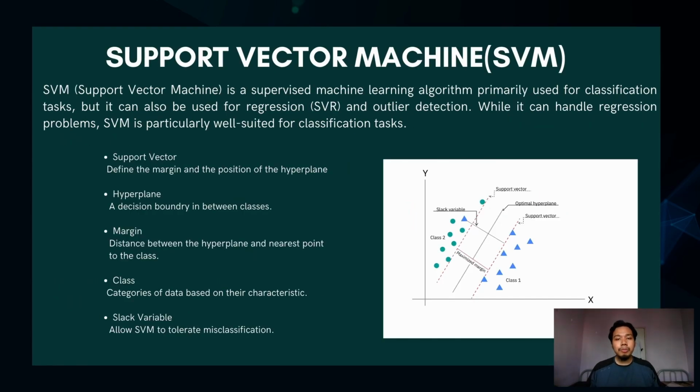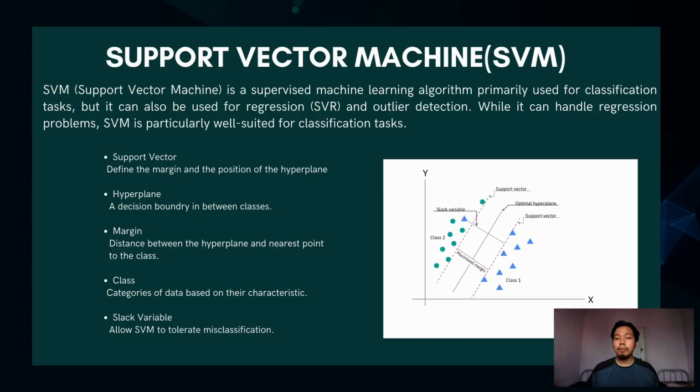SVM is a supervised machine learning algorithm primarily used for classification tasks, but it can also be used for regression, SVR, and outlier detection. While it can handle regression problems, SVM is particularly well suited for classification tasks. Now, let's see how it works.